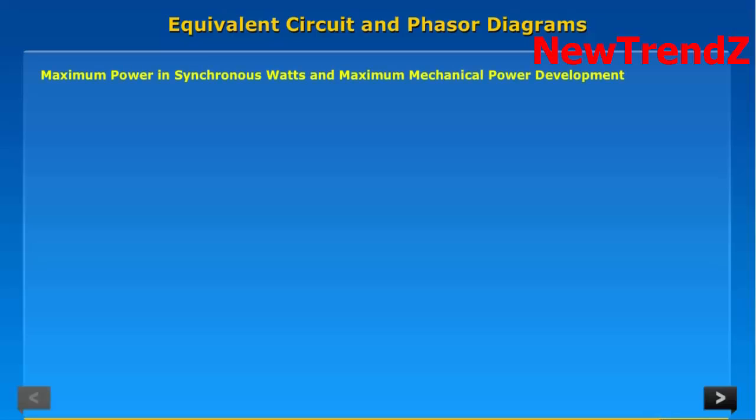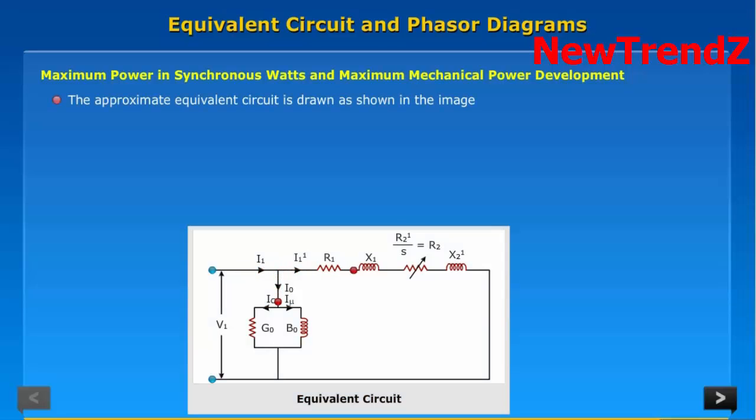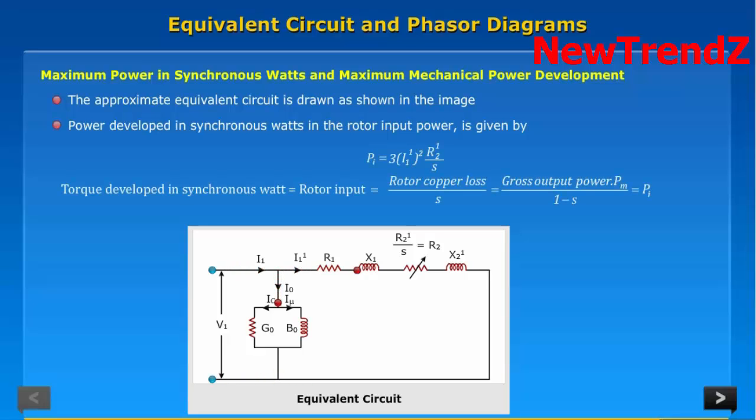Maximum power in synchronous watts and maximum mechanical power development. The approximate equivalent circuit is drawn as shown in the image. Power developed in synchronous watts is the rotor input power, given by torque developed in synchronous watts equal to rotor input, equal to rotor copper loss by s, equal to gross output power Pm by 1 minus s, equal to Pi.